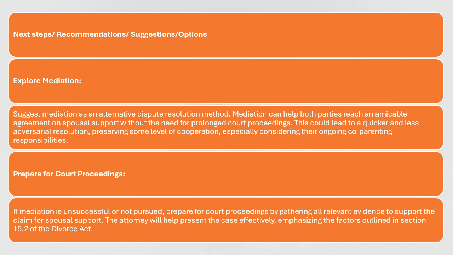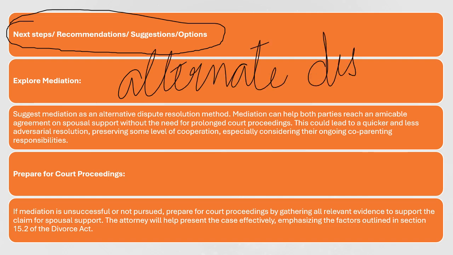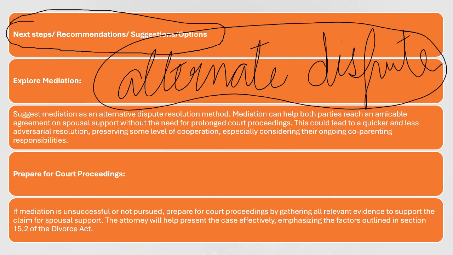This is my personal recommendation: under the next step recommendation suggestion option, wherever you get something related to a family law dispute, try to go for mediation and alternate dispute resolution. See if mediation, arbitration, or conciliation is possible, especially where children are involved, because mediation can help both parties reach an amicable, peaceful agreement without the need for prolonged court proceedings.